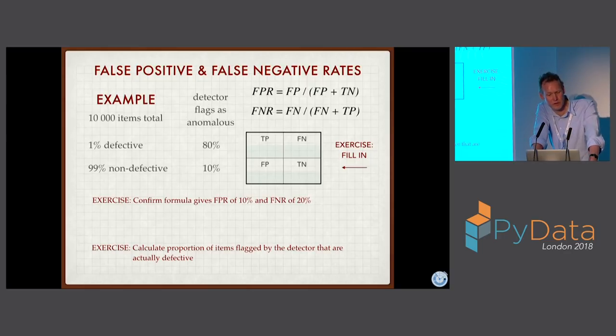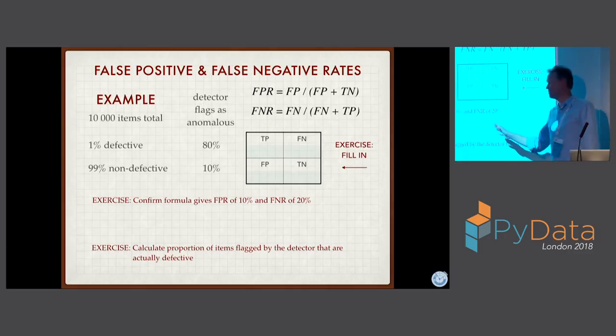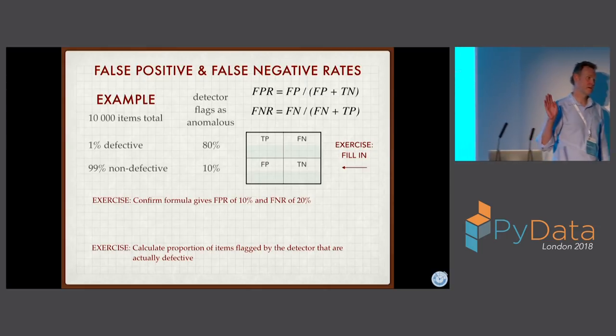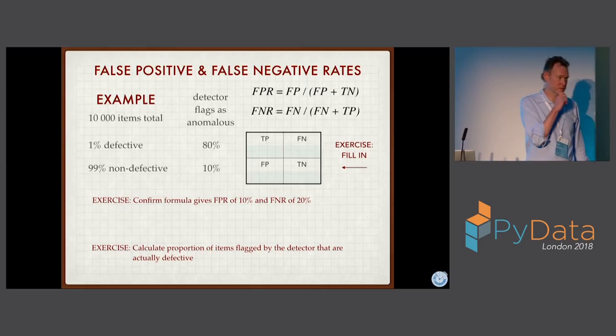Confirm that the false positive and the false negative rates are 20 and 10%, as it looks like they should be. And then the really interesting bit, the bit that everyone gets wrong: given these numbers, and guessing first would actually be a really interesting thing, calculate what proportion of the items flagged by the detector are actually true positives?